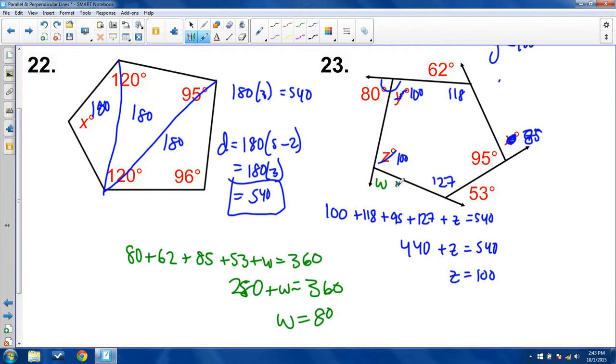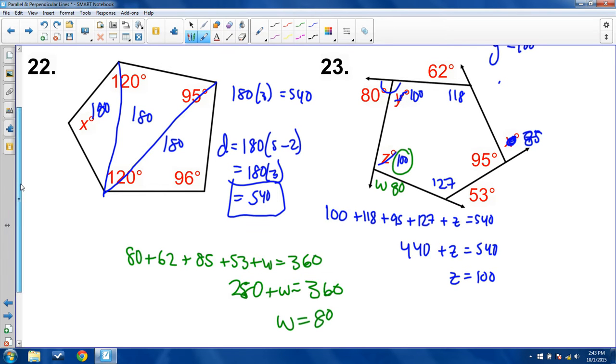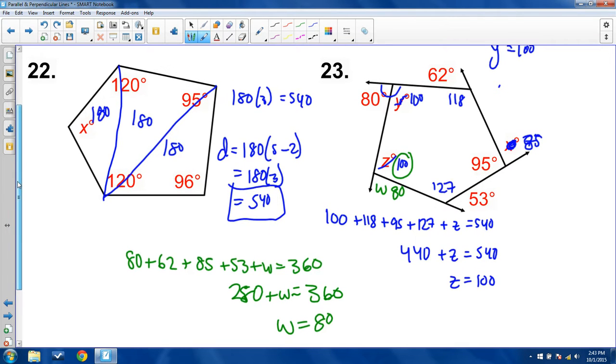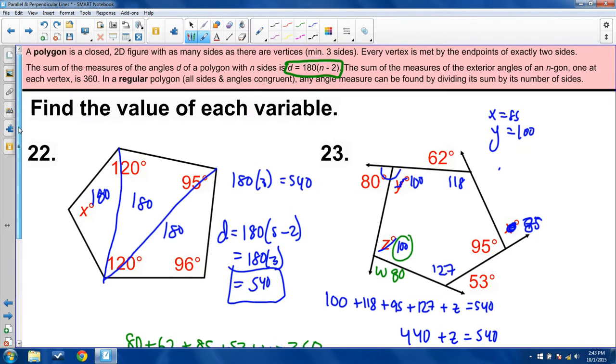Now that w is 80, you would then use that 80 to find out what z is, as these are a linear pair, and 180 minus 80 is 100. So 2 different ways to find that out. They both work, they both apply, they should have both been talked about because you might have to use that at some point.